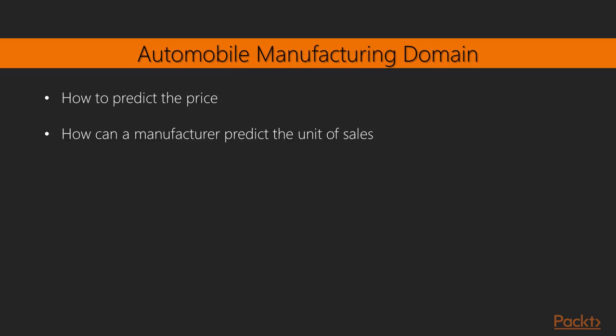In the automobile manufacturing domain, the sales units of vehicles are indirectly proportional to the price of the vehicles, and the price of a vehicle is decided by many factors such as usage of different metals, components, and various vehicle features such as RPM, mileage, length, width, and others. How can a manufacturer predict the units of sales?